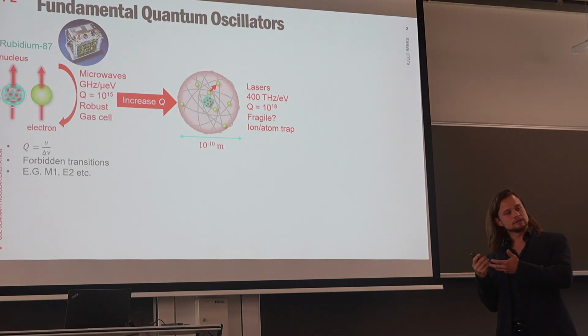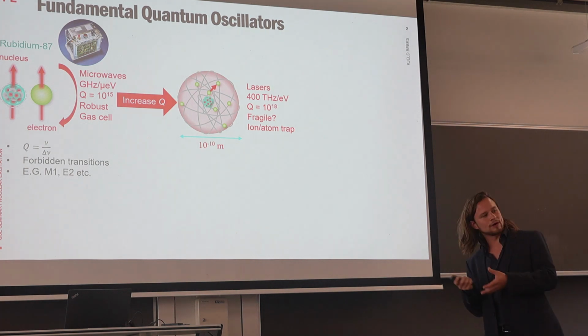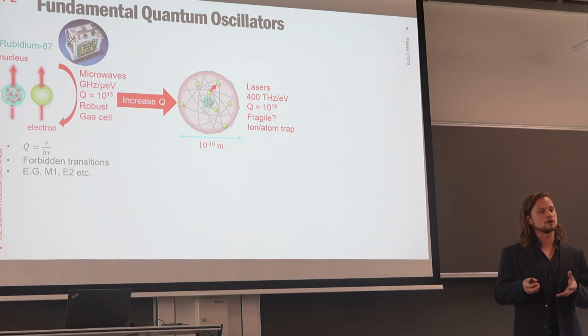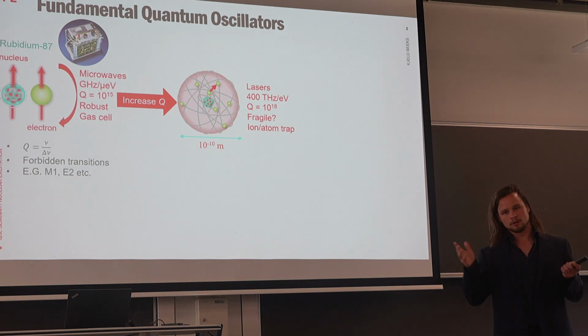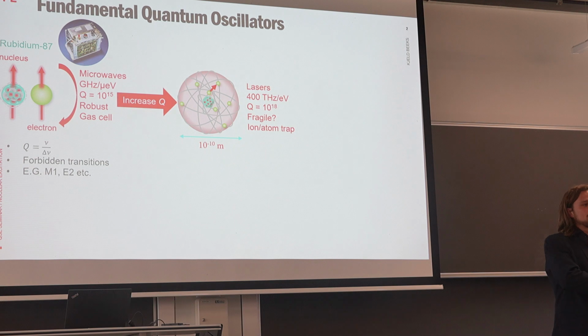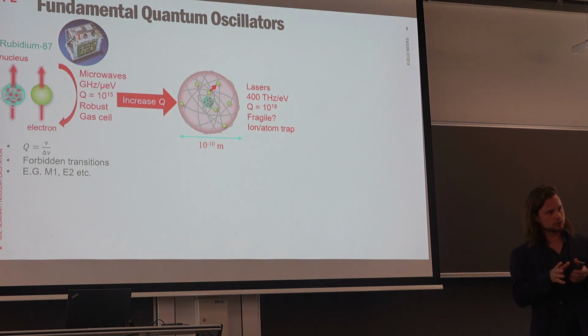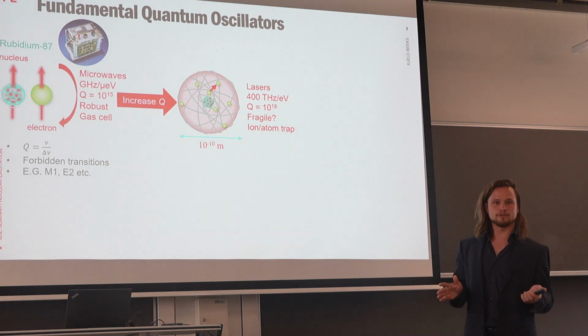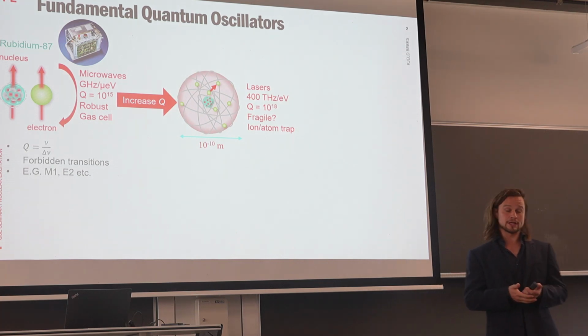But very often, at least in atoms, these states are relatively fragile. So you'll see that these things are trapped in an optical lattice, basically, or they're trapped in an ion trap or things like that, in order to make sure there are no external perturbations while I'm probing this quantum state.